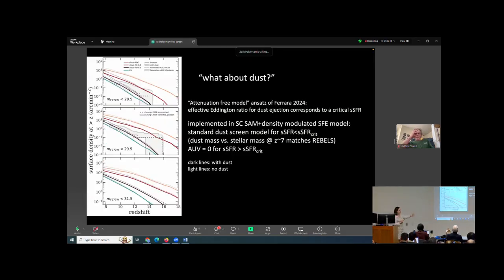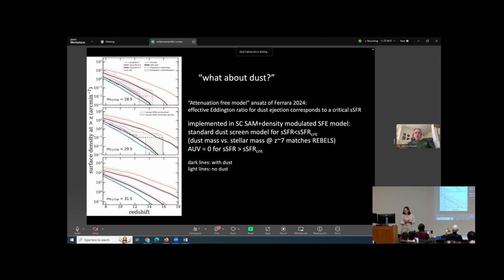Okay, all of what I just showed you, and I should have emphasized this more as I was showing it to you, assume there is no dust. Assume that all of the UV light is being observed. We know that that's not the case. So you might be wondering, what about dust? If Doug Lynn were here, he would certainly be asking that.